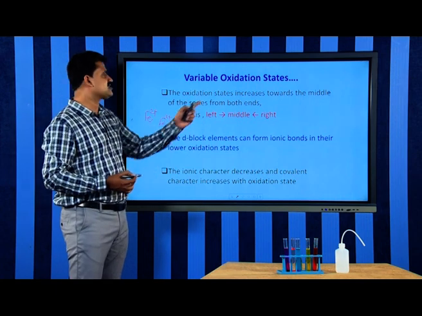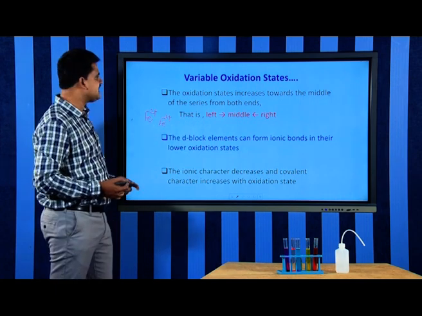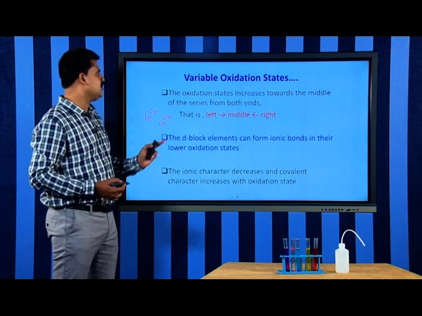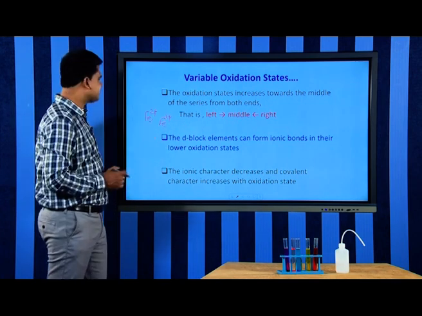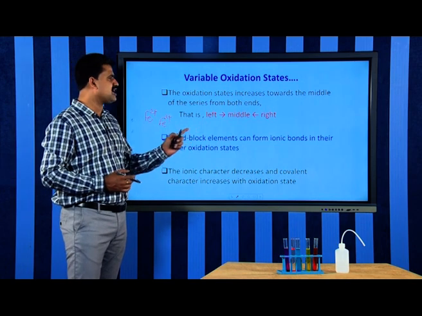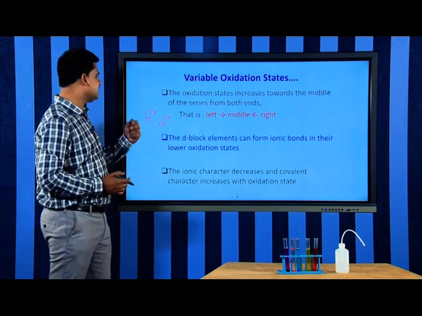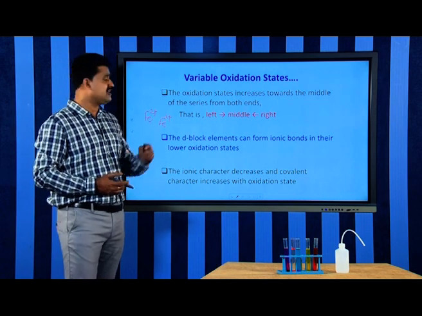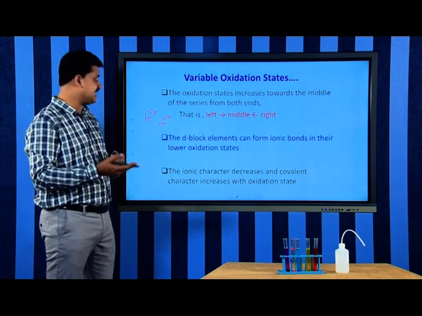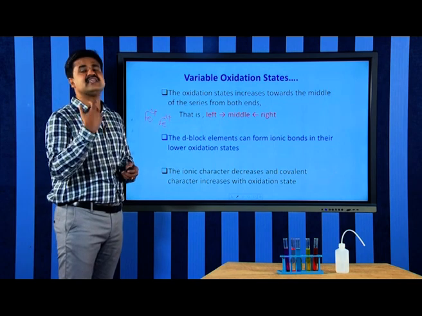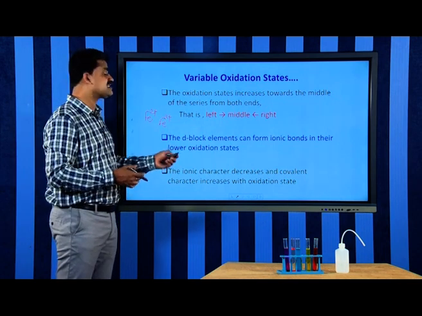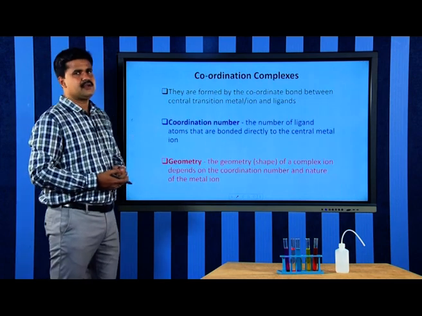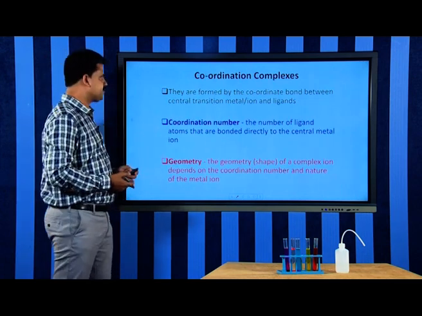Okay. The oxidation states that we showed in the previous slide increase towards the middle of the series from both sides. The D block elements can form ionic compounds in their lower oxidation state. The ionic character decreases and covalent character increases with the increase in oxidation number, which is directly connected to Fajan's rule.